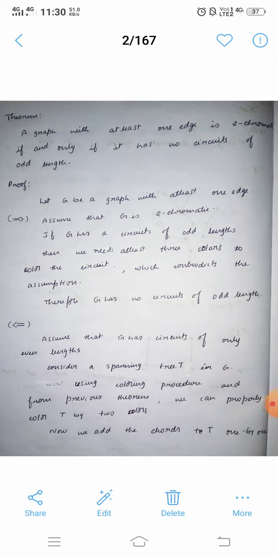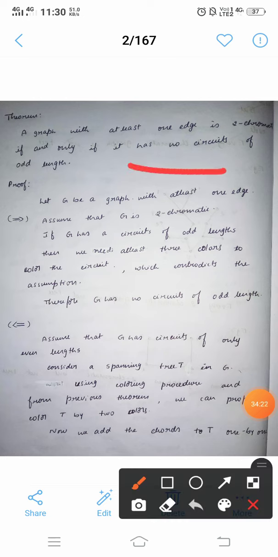We'll prove the converse. What we have to prove? Assume that G has circuits of only even length. What is the converse part? The graph G has no circuit of odd length. That means G has only circuits of even length. If we say there are no circuits of odd length, then if the graph has circuits at all, they are only of even length. G has circuits of only even length.